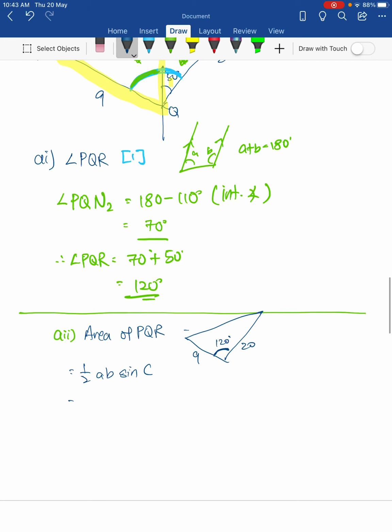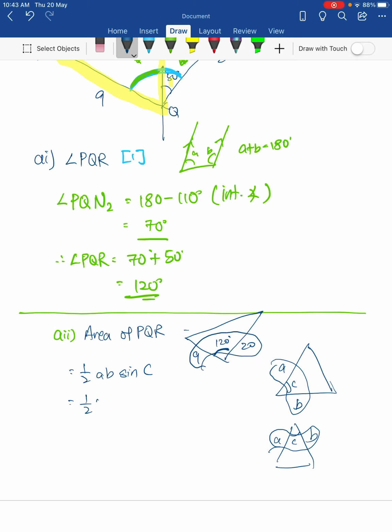To apply half AB sine C, remember any triangle with two sides A, B, the angle must be in the middle. It's always like this, your ABC. In this case we have the ABC, so we just need to substitute in. Whenever we do this, we must make sure that our calculator is in the correct mode. It must be in degree mode. Remember, degree mode.